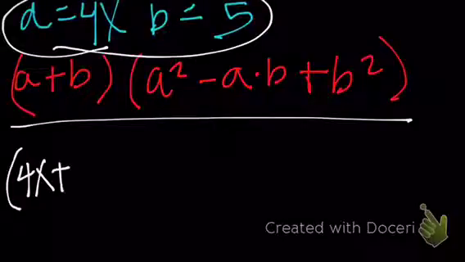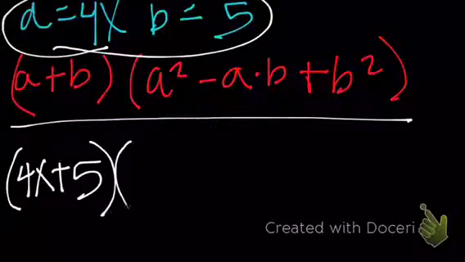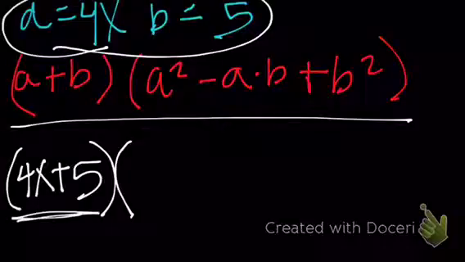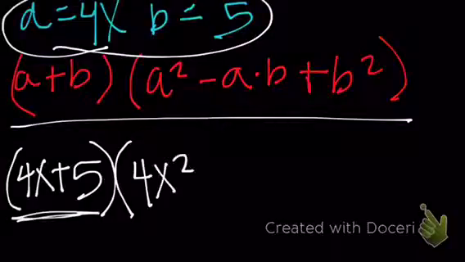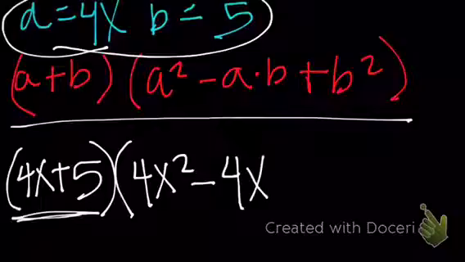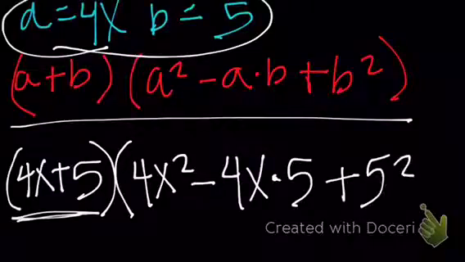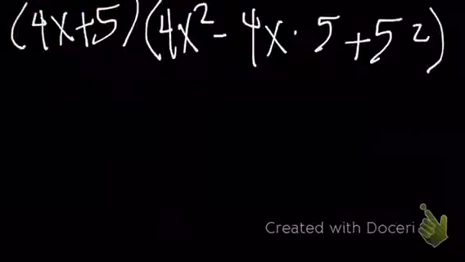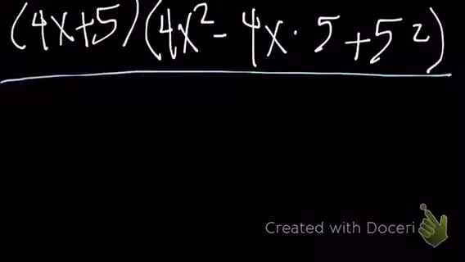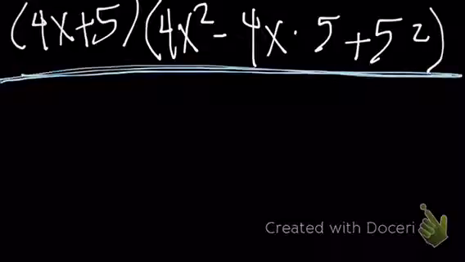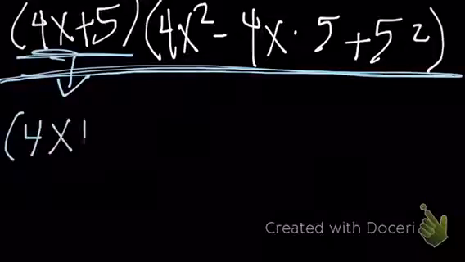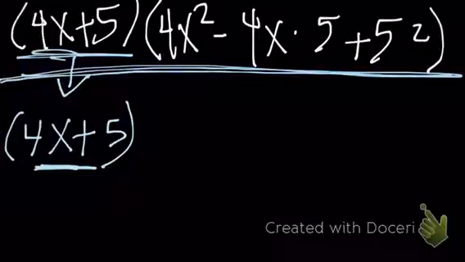And then we're going to add our b to it, which is 5. And we're going to multiply this set of parentheses by a squared, so it's 4x squared, minus 4x, because that's our a, times 5, which is our b, plus 5 squared, which is also our b. Alright, so the next step in our process is going to be to distribute this equation that we've gotten right here. So again, leave this set of parentheses the same and just bring it down, and leave it as 4x plus 5, because there's nothing to distribute. There's no like terms in this set of parentheses right here.